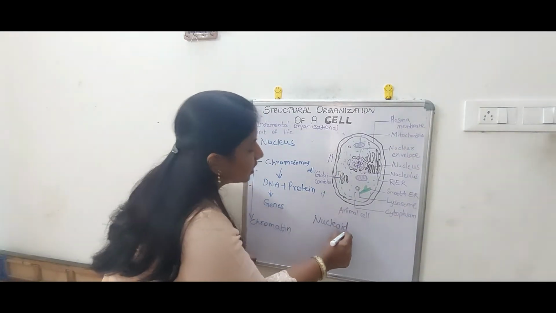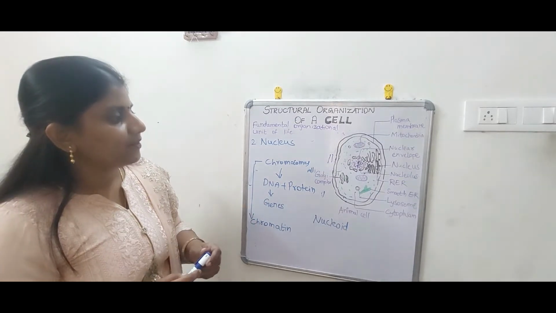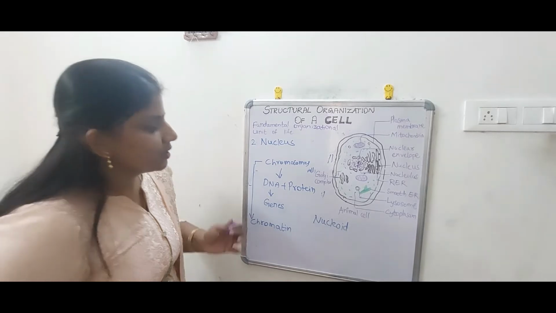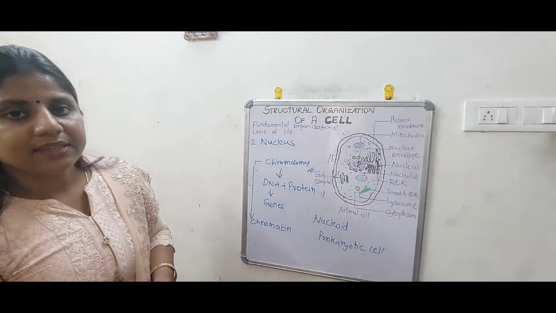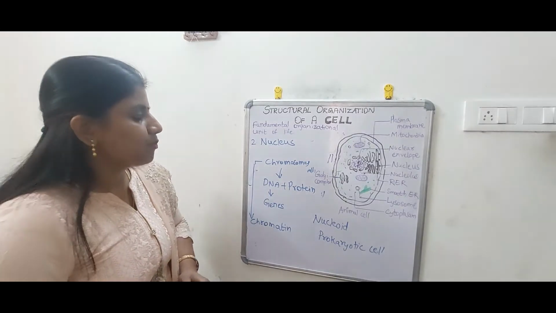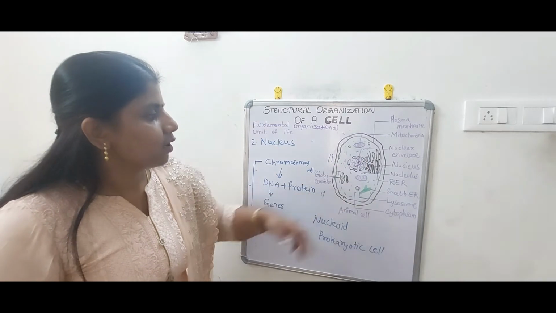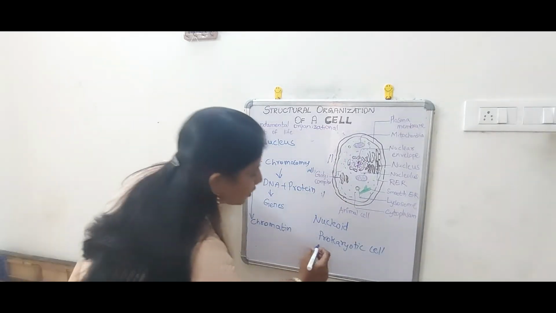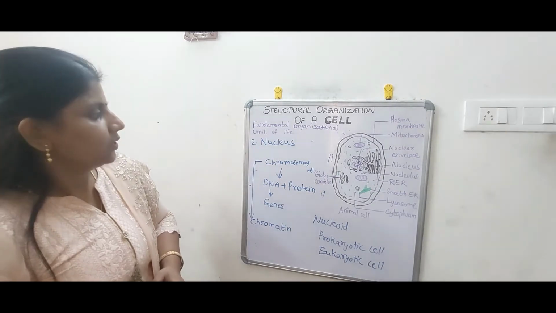So cells that do not have a proper nuclear envelope are called prokaryotic cells, whereas other cells that have a proper nuclear envelope and some cell organelles are called eukaryotic cells. These are some of the details about the nucleus.